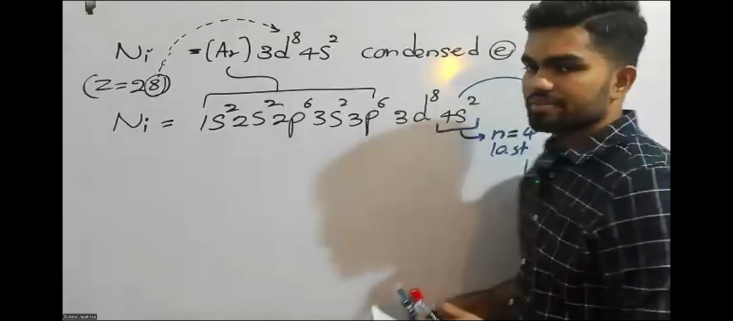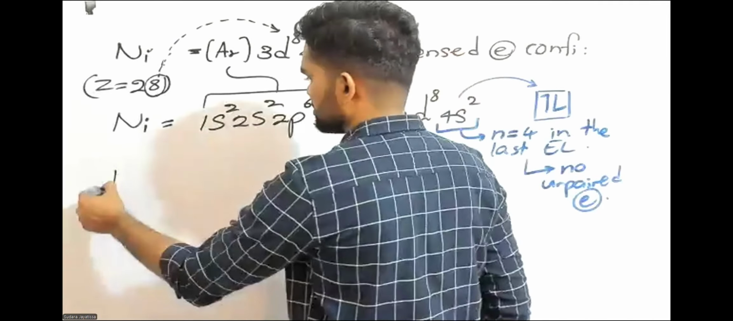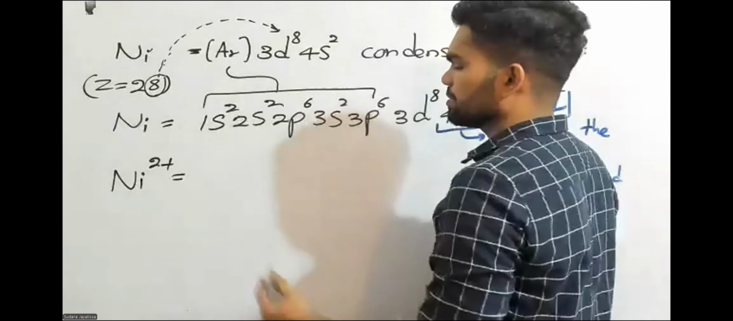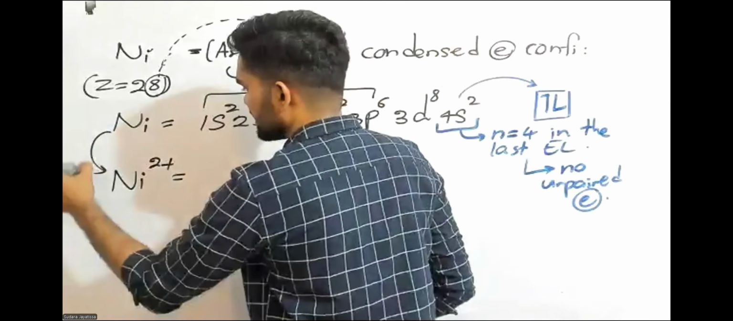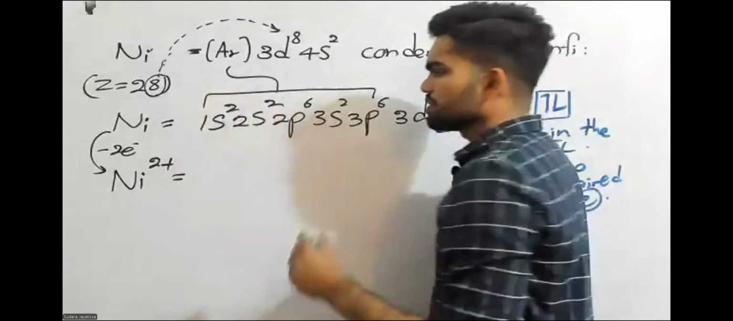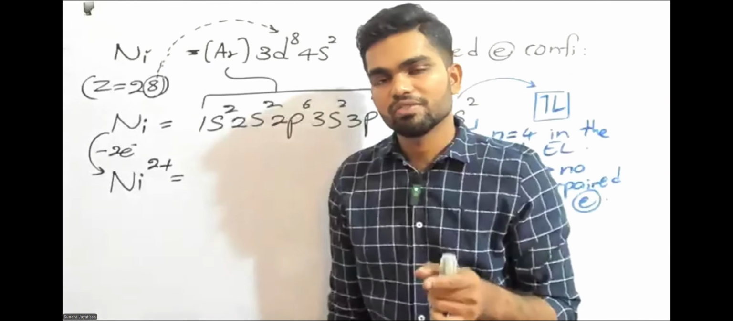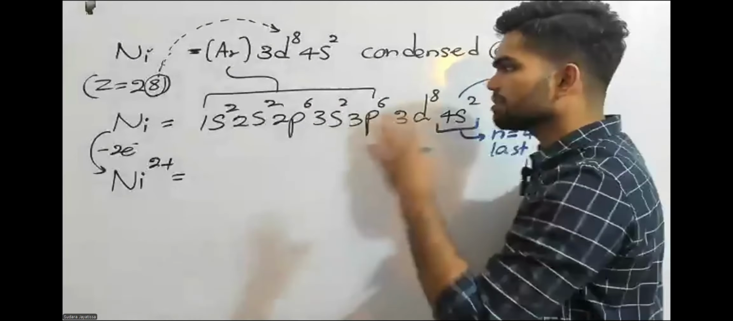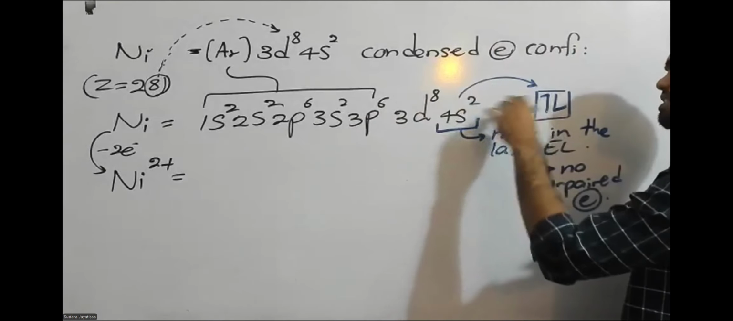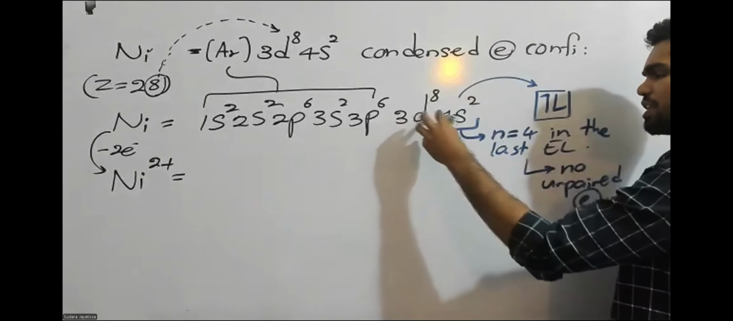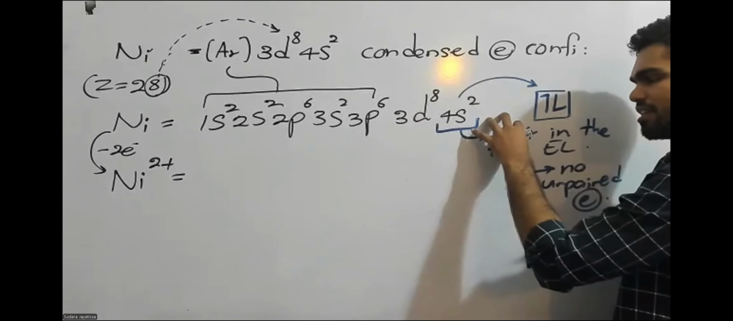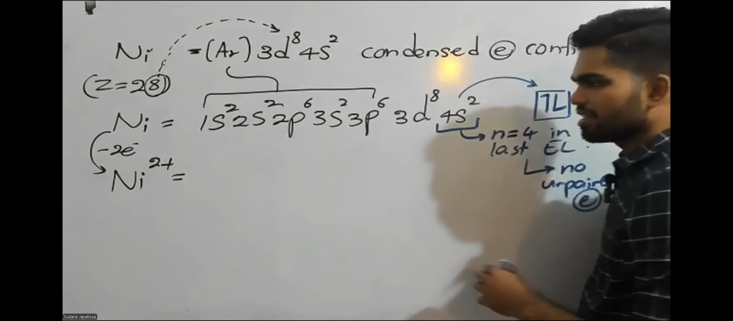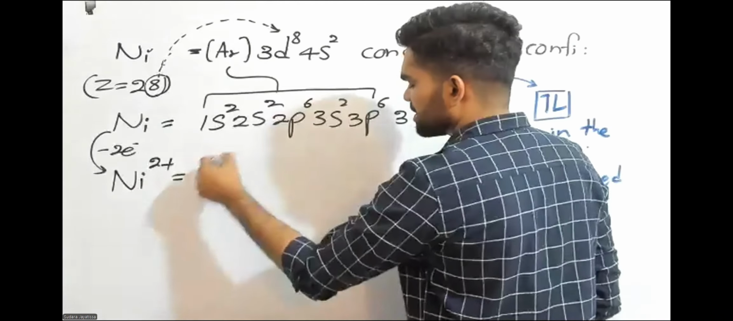And then you can write nickel 2 plus. When you want to write the plus 2 cation, you have to remove 2 electrons. So where do we remove these 2 electrons from? We should remove them from the outermost energy level. The outermost sub-energy level is 4s, right? That's why we are writing 4s outside. So you have to remove these 2 electrons from 4s. Then what will be the electronic configuration?